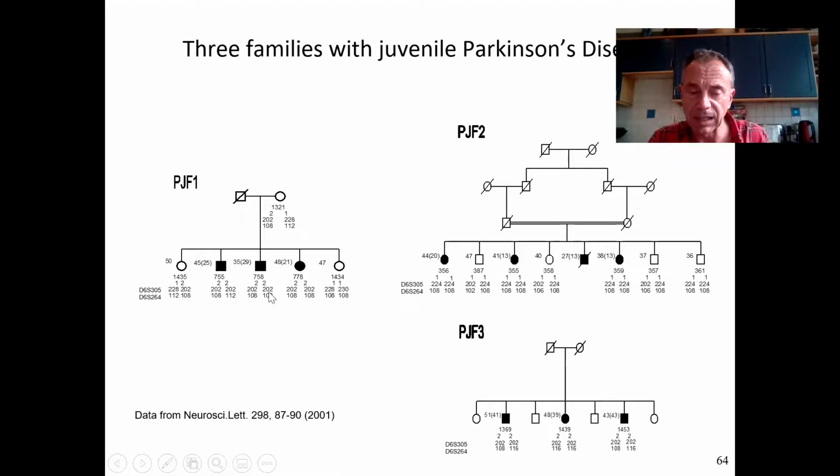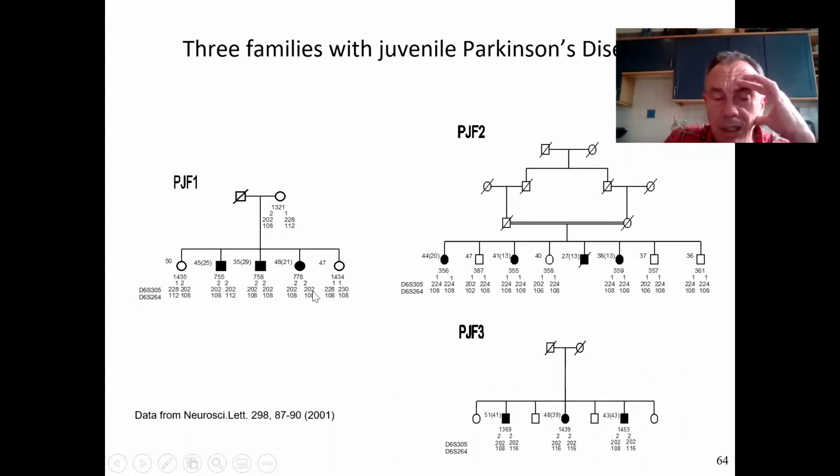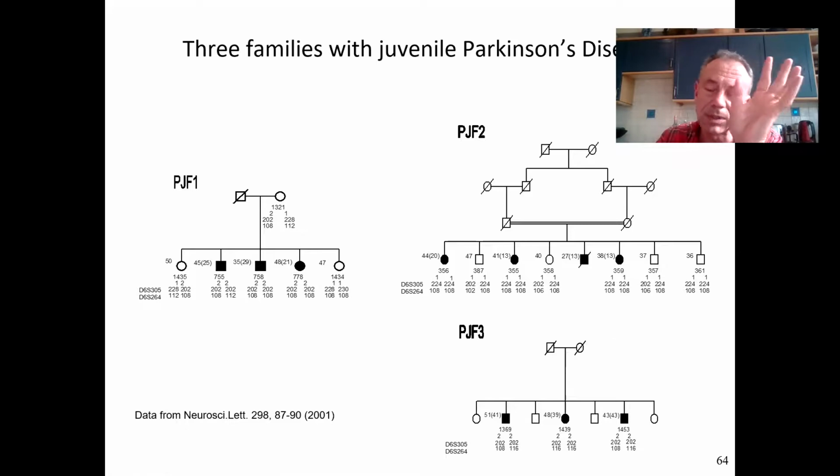Whereas here you still have the same. These two are the same, but this one and this one are different. So this one could be a recombinant, and likewise in this pedigree down here. So you know, it gets complicated.